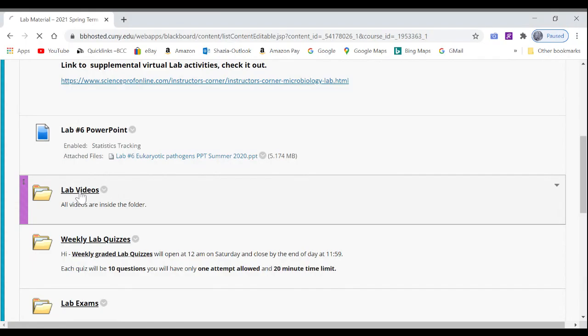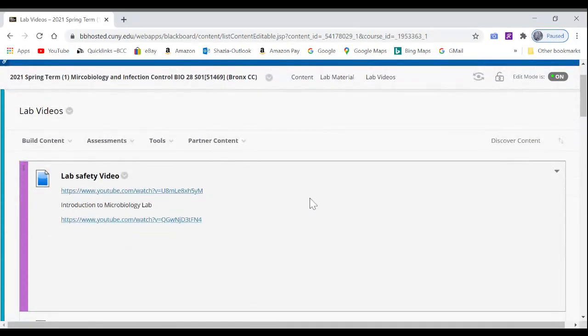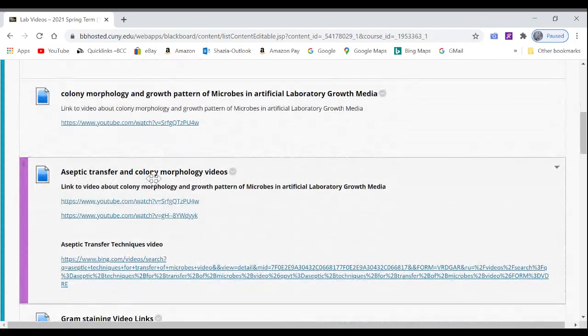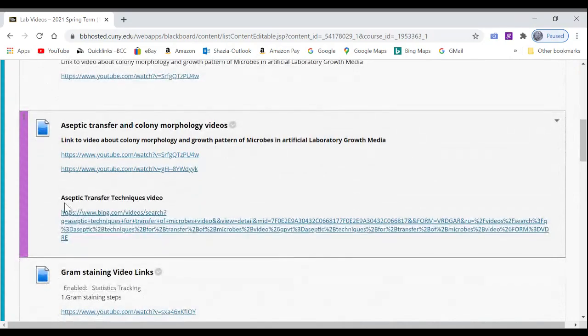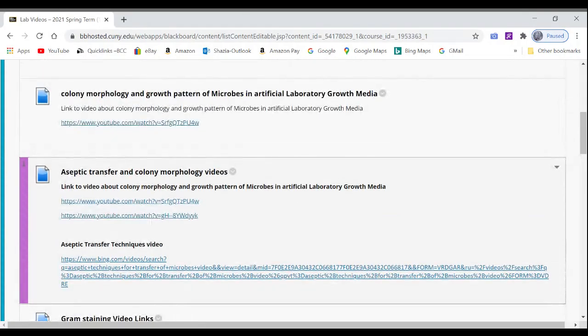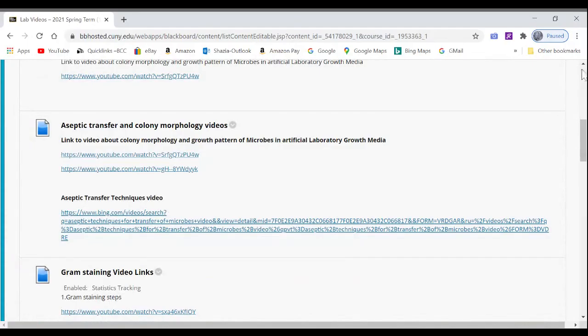So this is the lab videos folder. See, there is a lab safety video. This is for last week's lab. And then here are colony morphology growth pattern videos. You're gonna watch that. Aseptic transfer colony morphology videos. And more aseptic transfer videos. These are all really, really useful videos. They're not long, they're a few minutes each. So please watch these, okay?